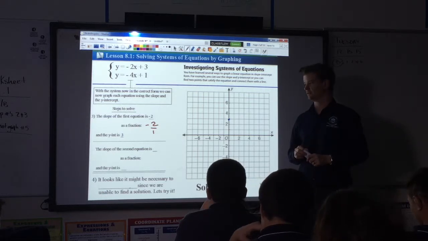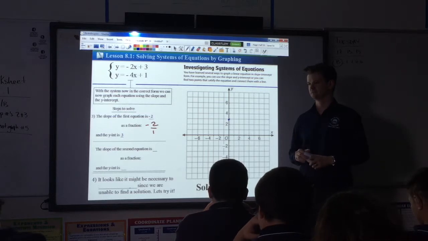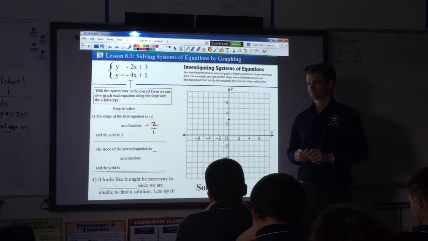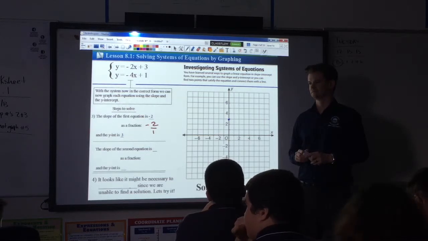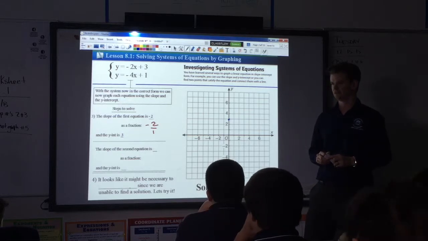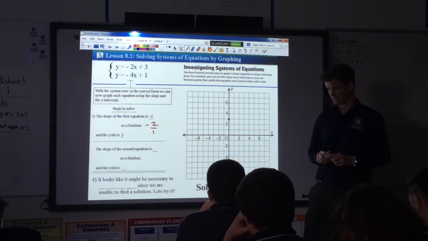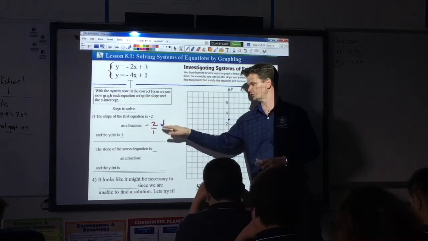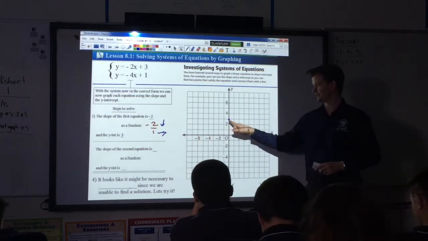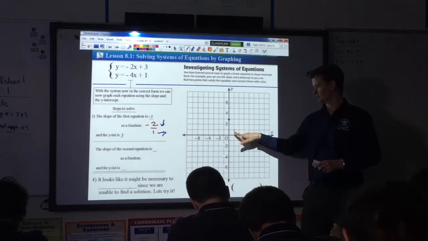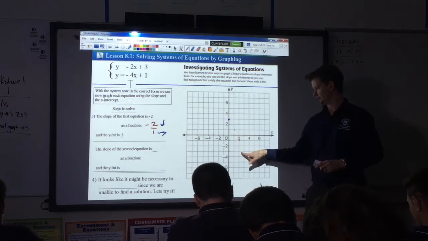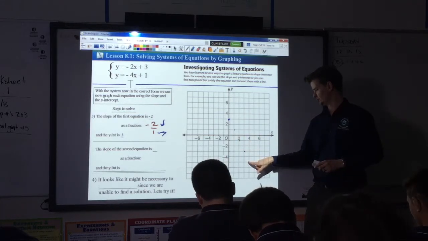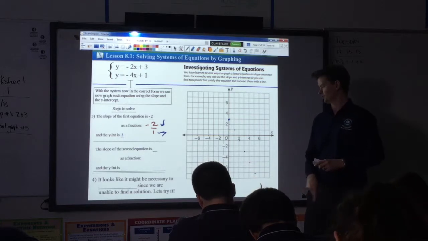We always go up or down first. So looking at the slope, am I going up or down? Down how many? Down 2, and then right 1. Yeah, this is negative, so I go down 2 and I go right 1. So from my y-intercept, I'm going to go down 2, right 1, down 2, right 1, down 2, right 1, down 2, right 1.